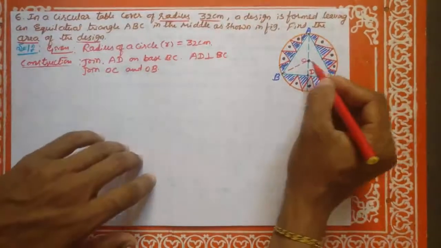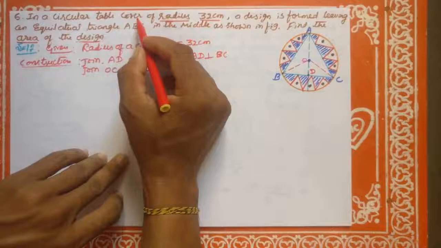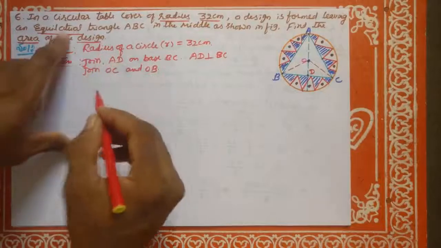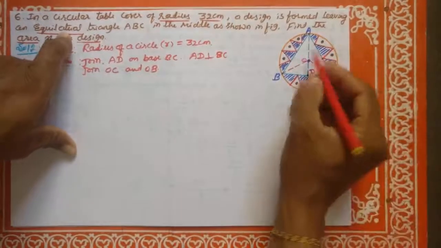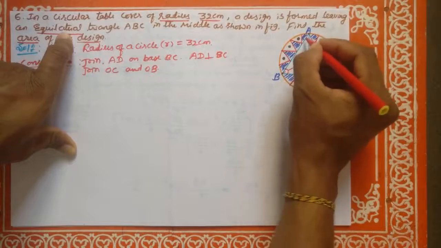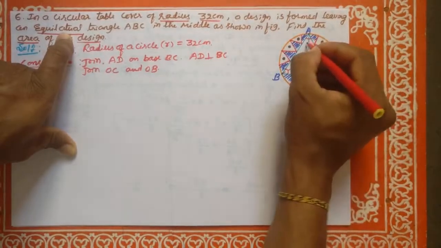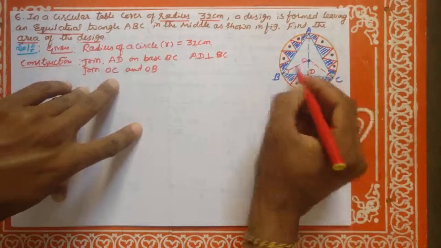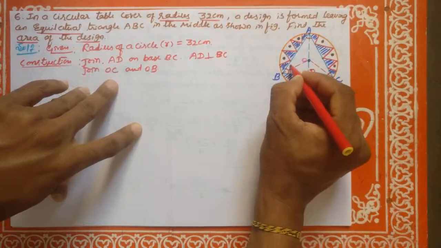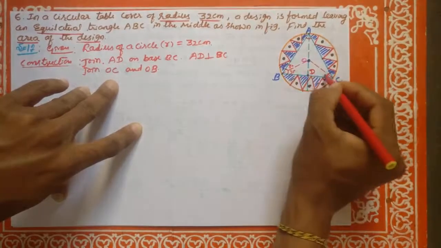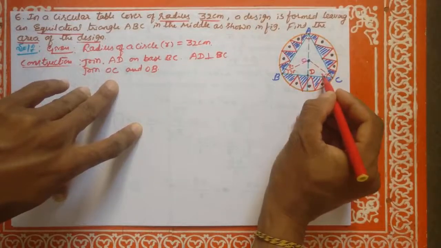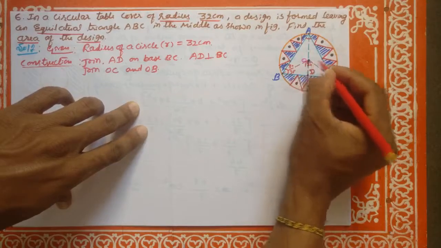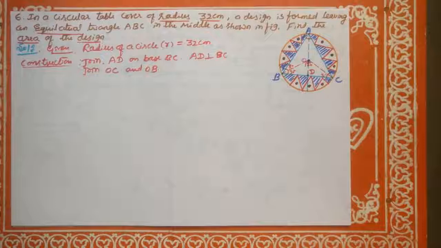Join OC and OB. See here, in a circular cover of radius 32 centimeter, a design is formed leaving an equilateral triangle. See, an equilateral triangle, three sides must be equal. Therefore, this is 60 degree and this is also 60 degree and this is also 60 degree. If 60 degree, I joined here OB and OC. Here 60 degree means here half, here 30 degree, here 30 degree, here also 30 degree. 30 plus 30, how much here? 60. 60 means 180 minus 60 which is equal to 120. Angle BOC is equal to 120 degree.